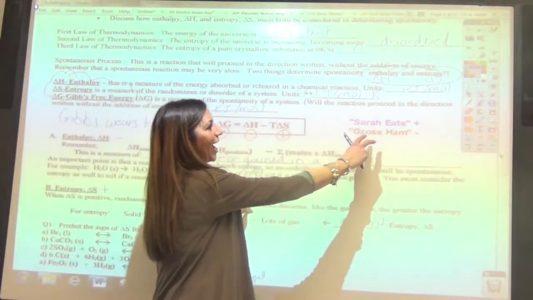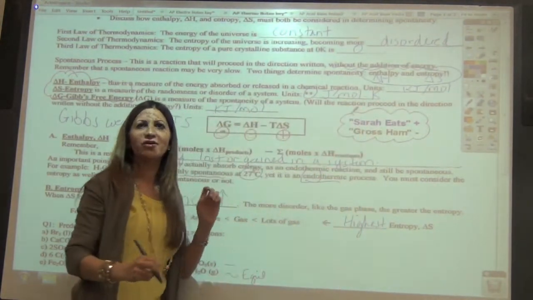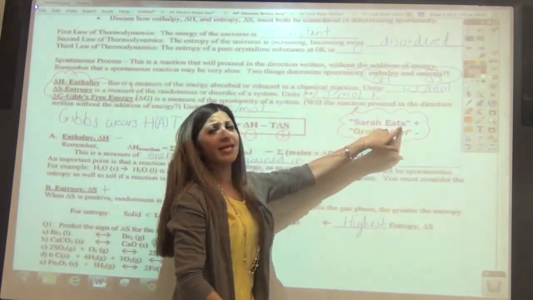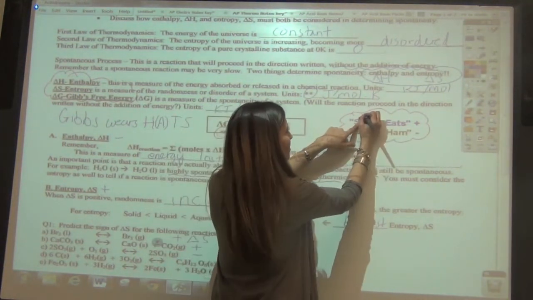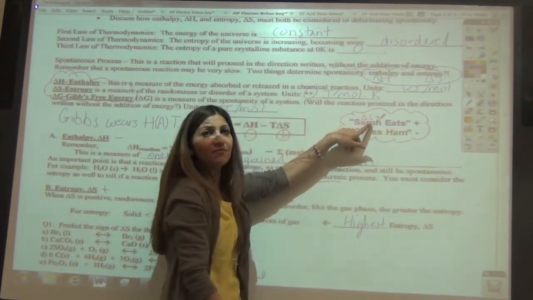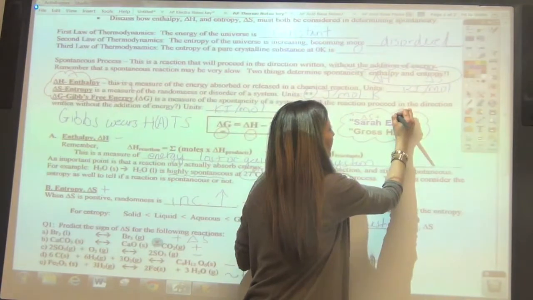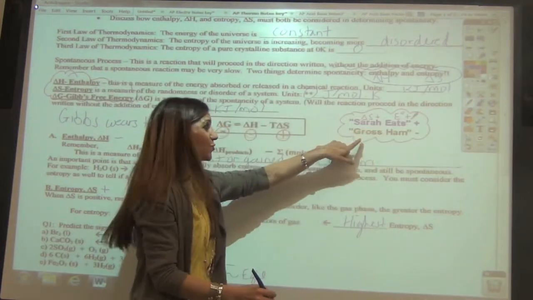And so what I say is, Sarah eats gross ham. Everybody say, Sarah eats gross ham. Sarah eats gross ham. Sarah eats is a positive thing, okay? And so if you have a delta S, your delta S being positive, that's going to favor a spontaneous reaction. And a positive E cell is also going to favor a spontaneous reaction.